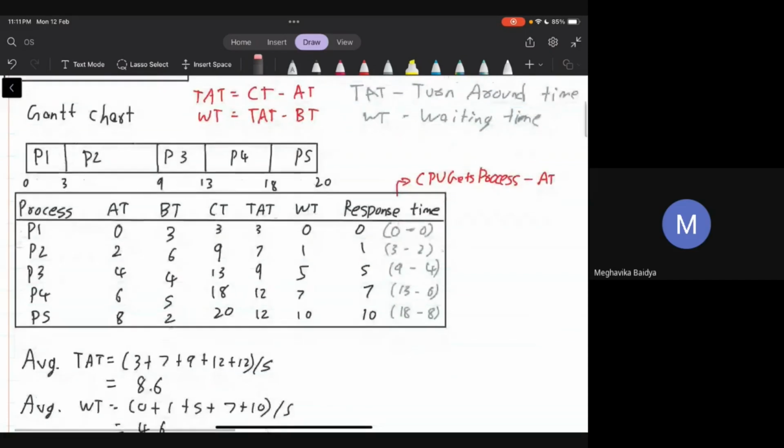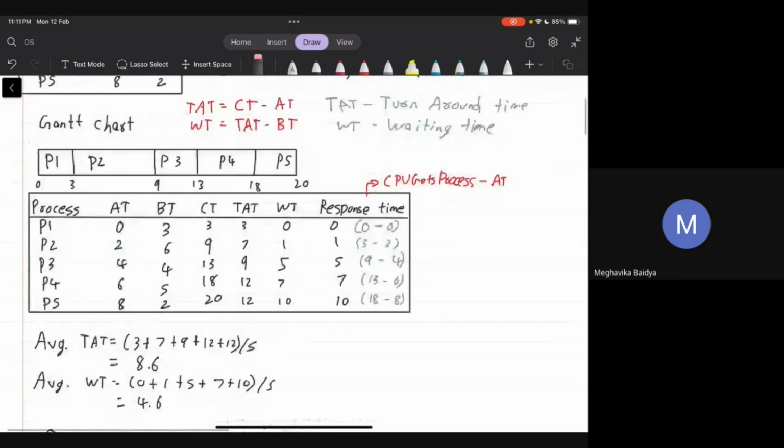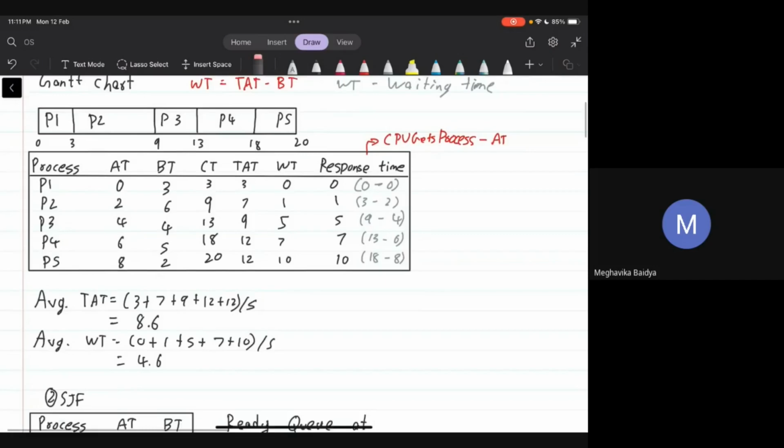So that's your calculations. You do this table and then you have to calculate the average TAT and average waiting time, which is you take the sum of all the TAT here and divide by 5, and the same thing for WT. That's it. That's your FCFS. This is easy.